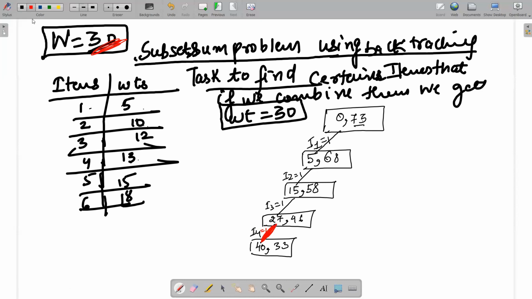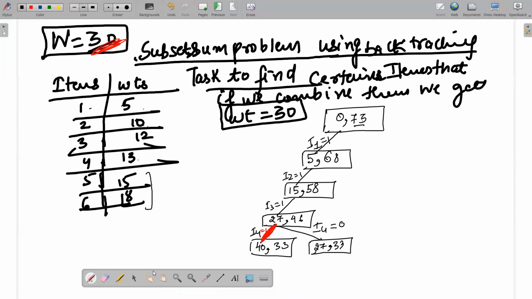So let's consider item number 4, and let's not include it. Item number 4, we are just considering, but we are not including it. It means the weight becomes 27 only. Sorry, the weight is not added to 27, so it is 27 only. And the remaining weight is still 33 because we have two items which are pending, 15 plus 18, 33. So we'll write 33 over here. So we are not including this item.